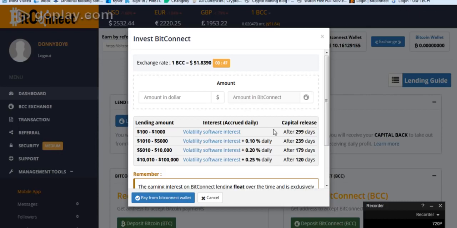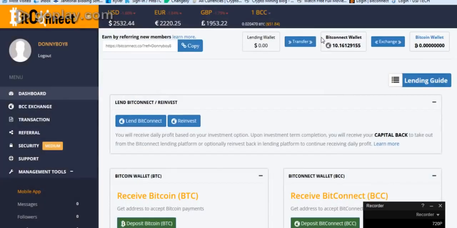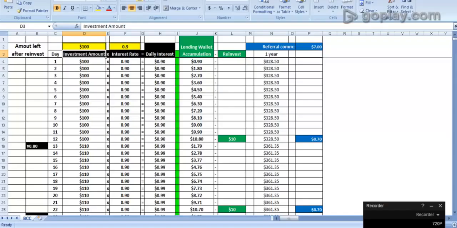If you started your first loan at $10,010 up to 100,000, I'm sure 100,000 plus really, because there are no other higher tiers that I'm aware of, you would get 0.25 extra on top of the daily interest, and you'd get your initial loan amount back in 120 days only, so like 4 months. So for this, I'm going to assume the $100, as I said.